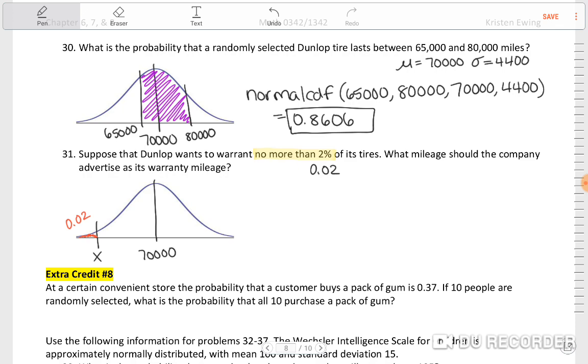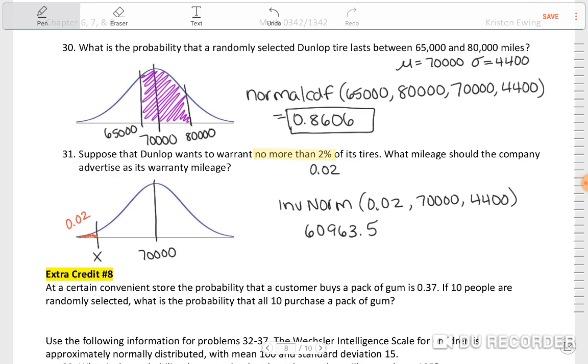So when we're given the area or a percentage like this, we're going to use the inverse norm. And we're looking for area to the left. So area to the left would be 0.02. And then we're going to give our mean, which is 70,000, and our standard deviation, 4,400. Okay. But this one, it's going to give us 60,963.5.